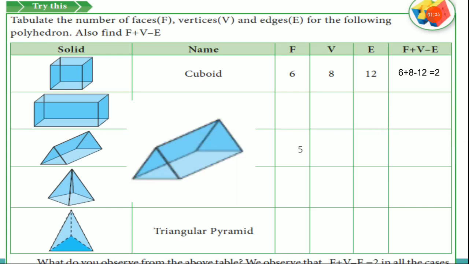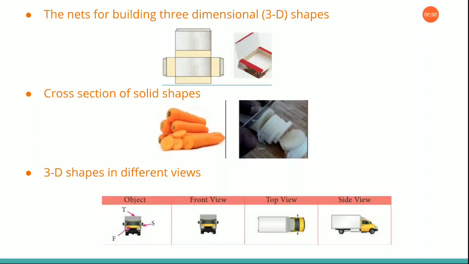Okay, so we are getting all the 3 values. Then we are going to apply Euler's formula, and the answer is 2. Is this clear? So will you solve all these problems and check it out? Next, there are 3 more concepts in this topic.